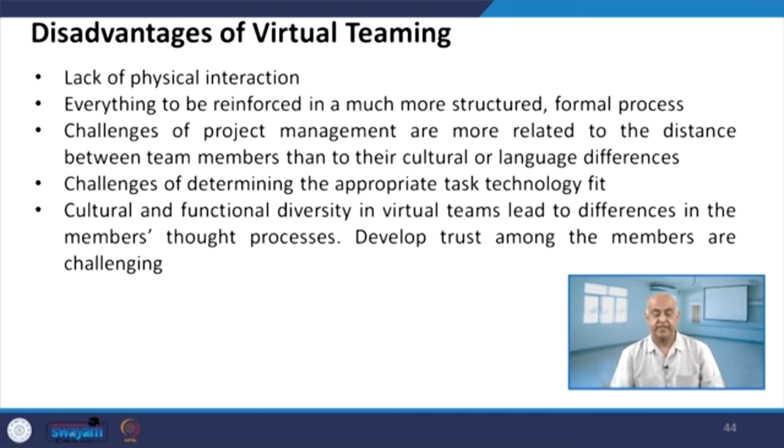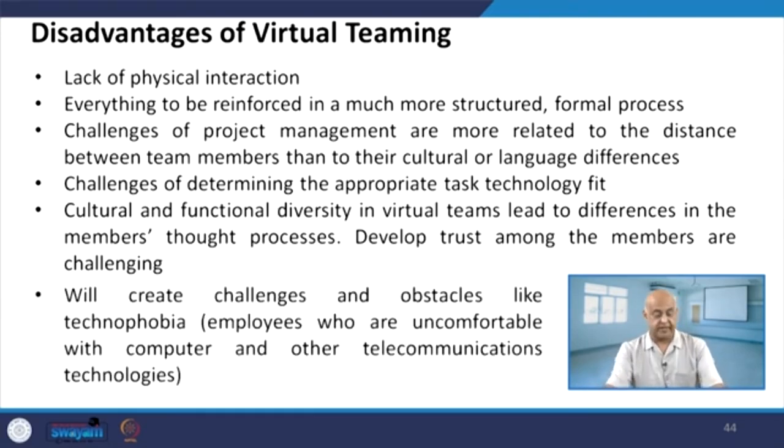Challenges of project management are more related to the distances between the team members than to their cultural or language differences, and therefore the distances have to be taken care of. Another challenge is determining the appropriate task-technology fit, which is a concern in the case of virtual teaming.